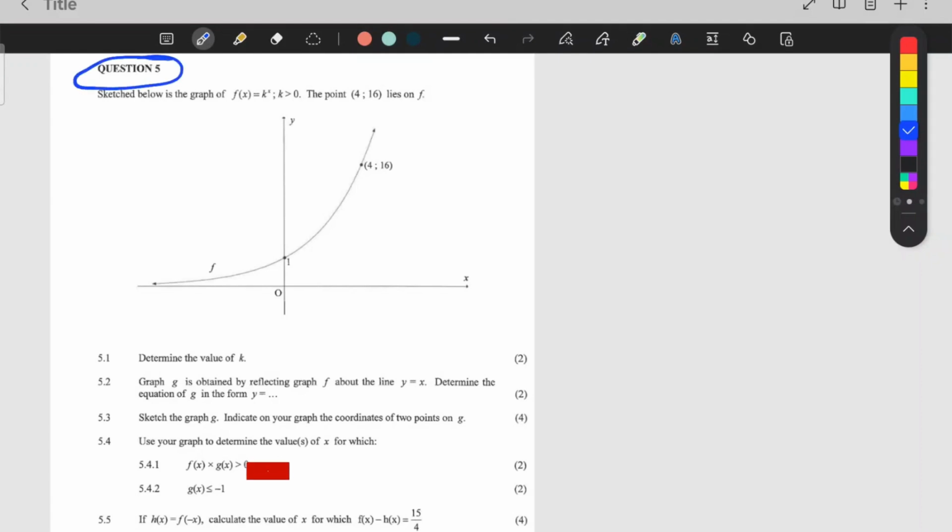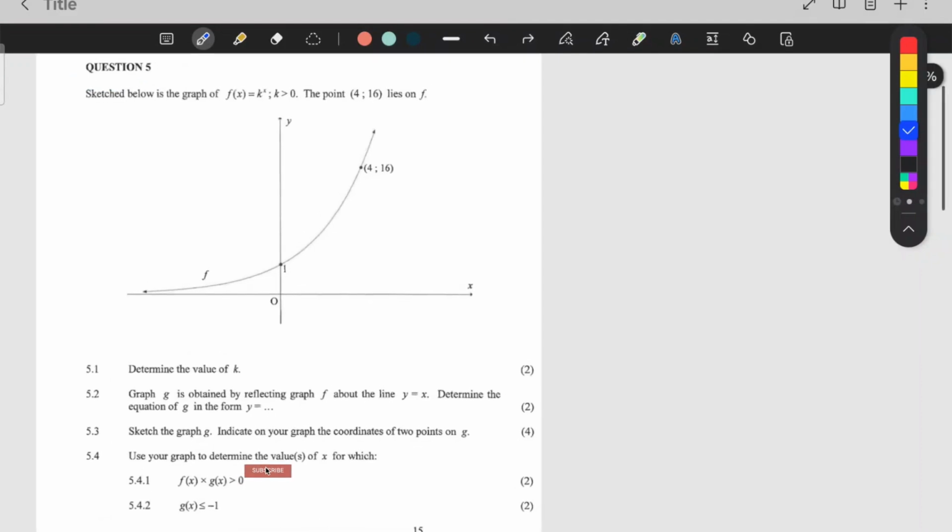Okay, question 5. We are still on functions. Question 5 says, sketched below is the graph f of x is equal to k to the x, where k is a positive number. So k is greater than 0. And then it says (4; 16) lies on f. Okay, so there we see it is on f. And 5.1 says, determine the value of k.